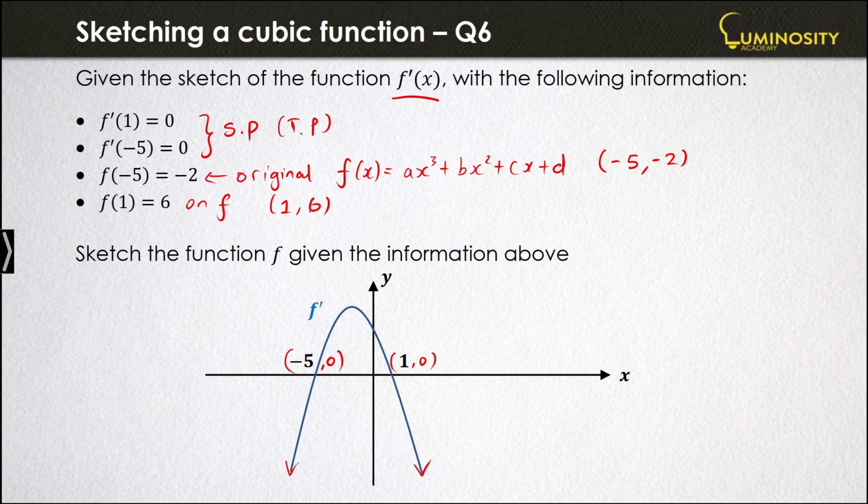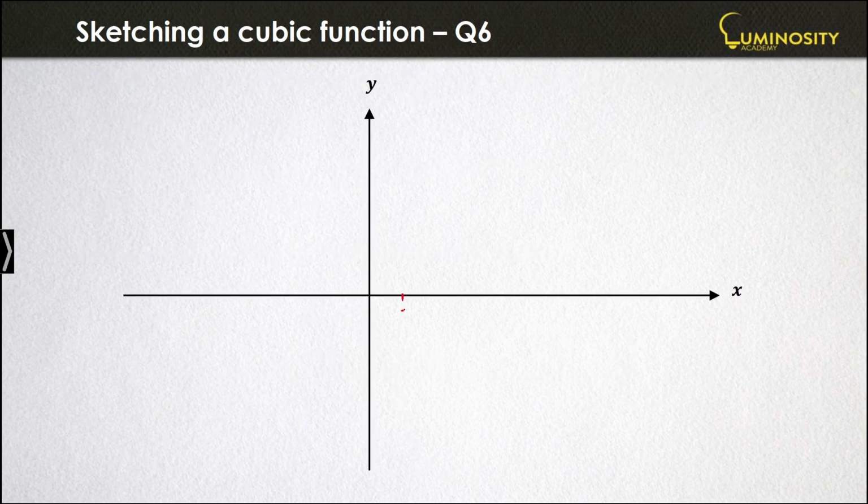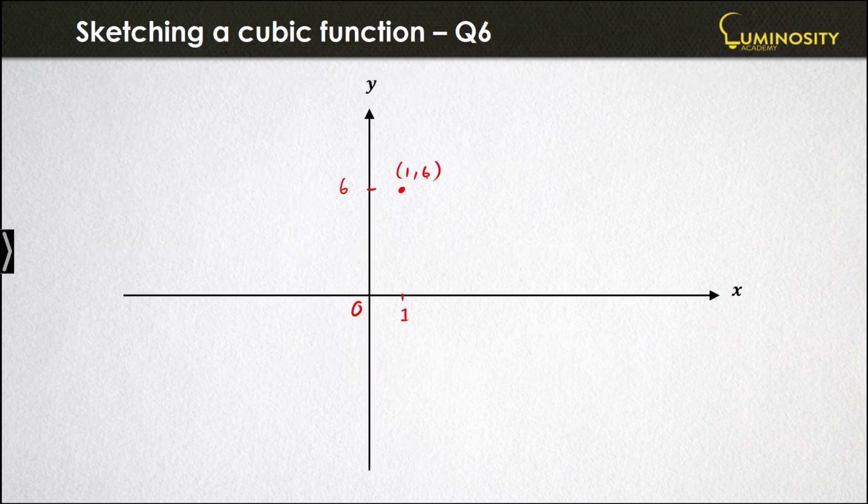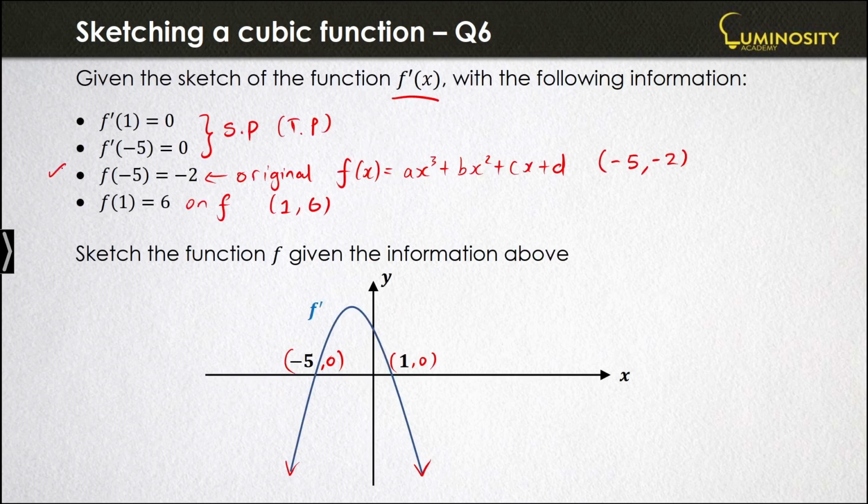So we want to sketch the function f using this given information. Let's first put in the two coordinates because those are really important. At x equals 1, there's the origin, then your y value is 6, which is up here. So that is a coordinate on the function. Another one is at negative 5, the y value is negative 2. So over here, negative 5, negative 2. So we've used these two pieces of information.